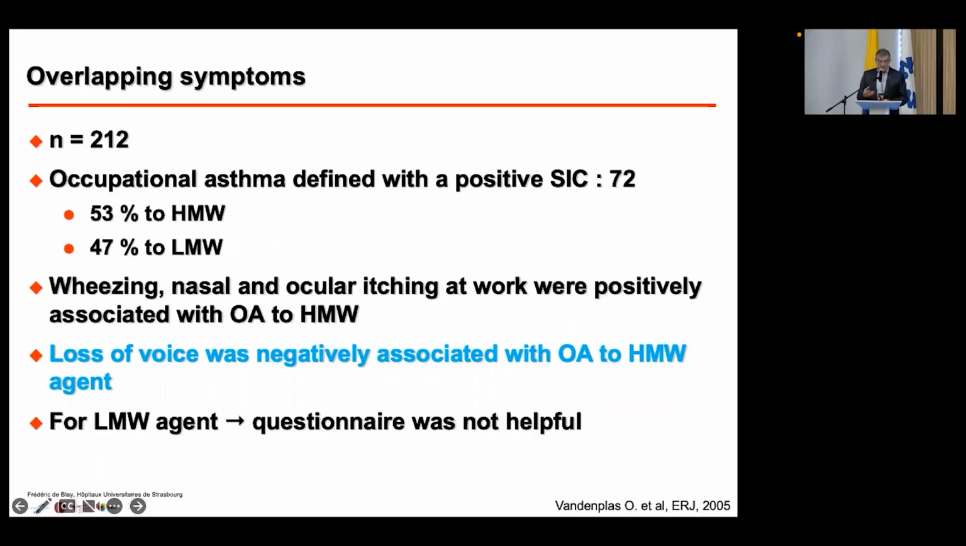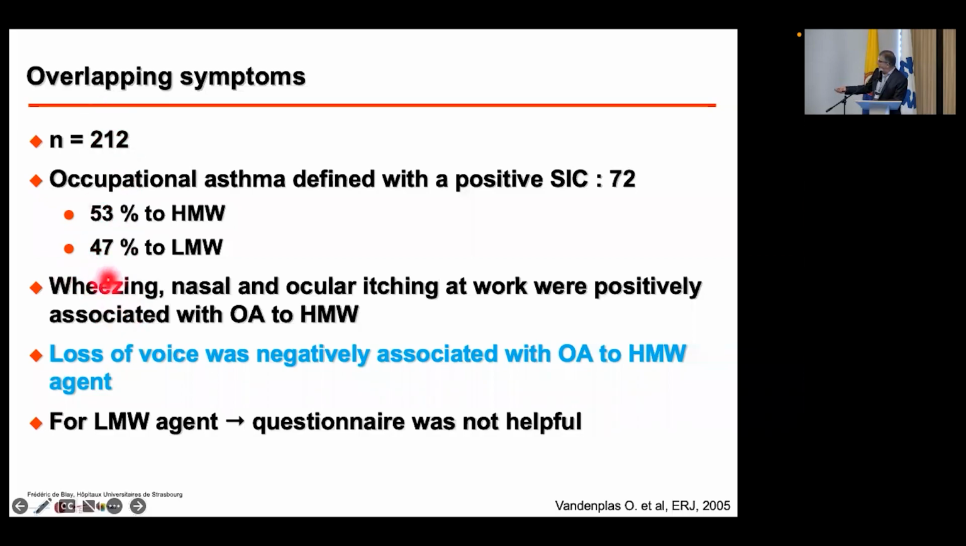What is the value of all the questions? If we compare to the specific inhalation challenge, that means the gold standard, the value of the interrogation was 53%. So the chance to make a real diagnosis of occupational asthma just with the questions, the interrogation, is 53%, and for low molecular weight it is 47%. So of course it's very important to ask questions, but it's not only questions.